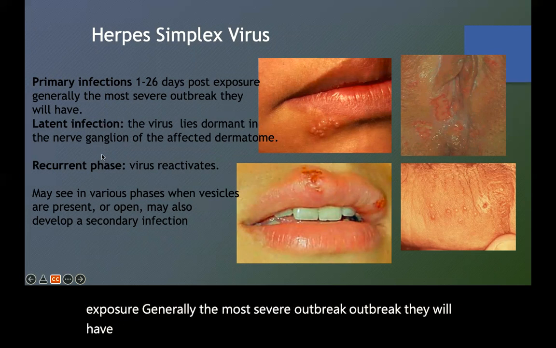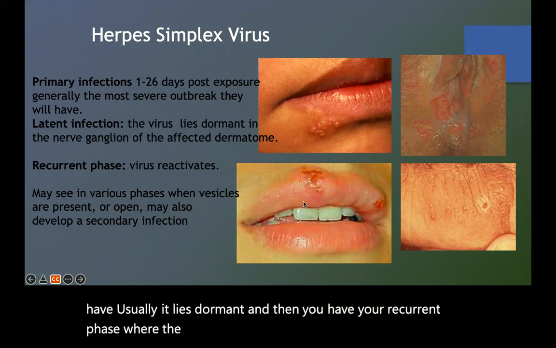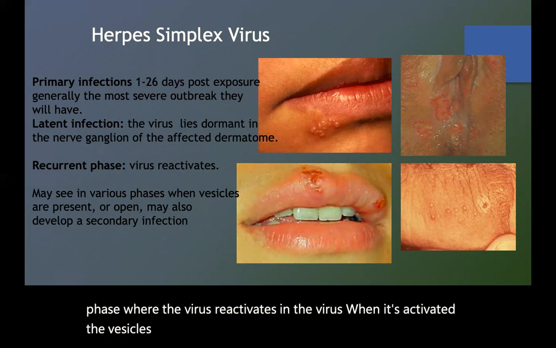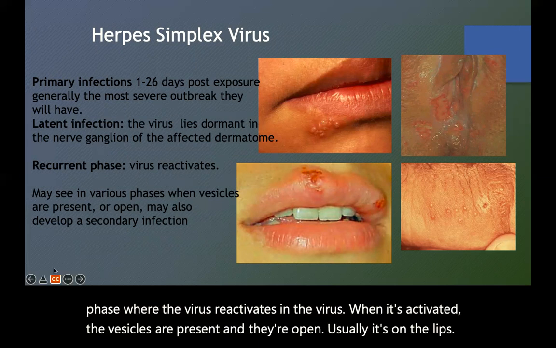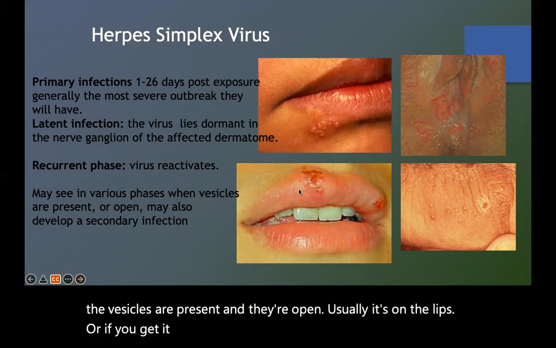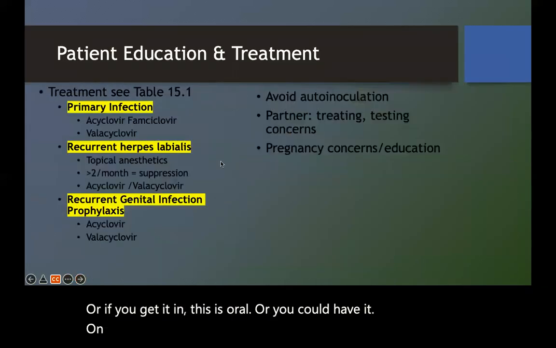Usually it lies dormant, and then you have your recurrent phase where the virus reactivates. When the virus is activated, the vesicles are present and they're open. Usually it's on the lips, or if you get it in the mouth, this is oral, or you could have it on your genitalia.